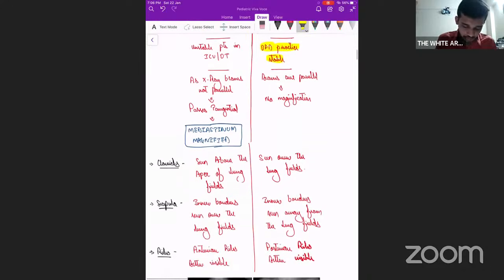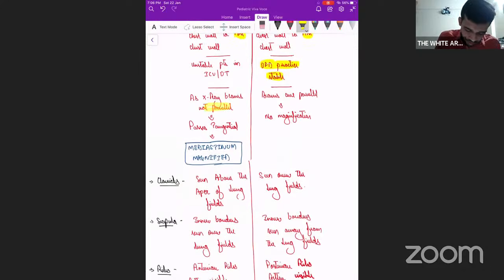As already explained, over here, the X-ray beams are not parallel, correct? That is why it passes tangentially. So what happens is the mediastinum appears magnified, okay? As compared to parallel rays, there is no magnification over here. That's why we can comment upon cardiomegaly in the case of a PA film as compared to AP.